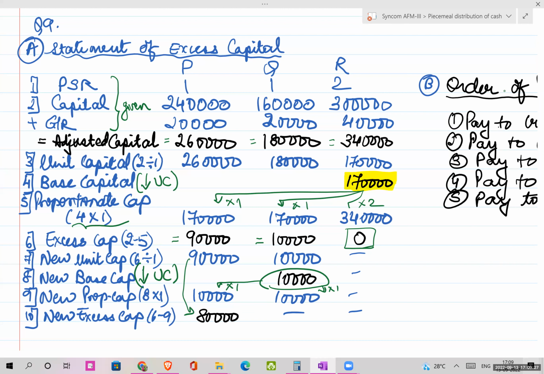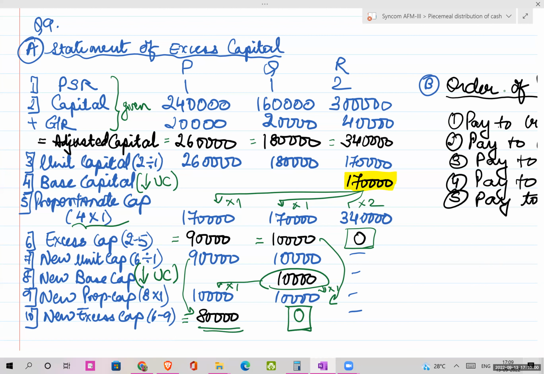Then 90,000 minus 10,000 is 80,000. So how do you get your excess capital? Same, step 6 minus step 9. तो देखो इस बार ये 0 हो गया. 10 minus 10, अब ये 0 हो गया. ओके ऐसे. तो 3 में से 2 0 हो गए. अब यही बच गया सिर्फ एक अकेला, 80,000.